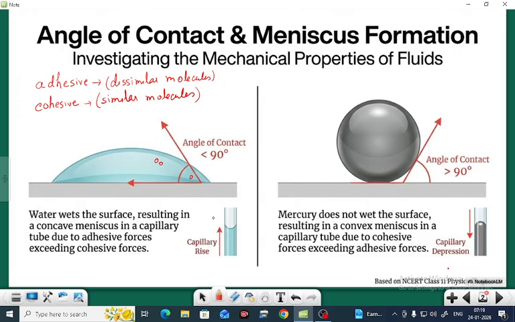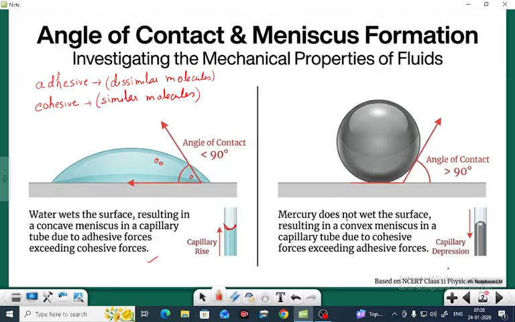So there is a capillary rise in the case of capillary in water, right? So water wets the surface, resulting in a concave meniscus, due to adhesive forces exceeding cohesive forces. And also, if we find the angle of contact, here you find the angle of contact is less than 90 degrees. That is an acute angle. So the meniscus will be like this.